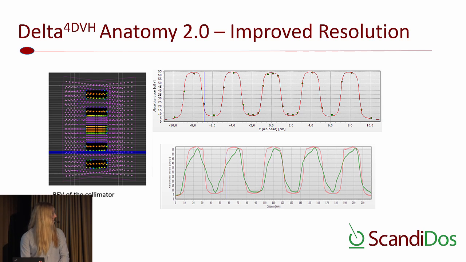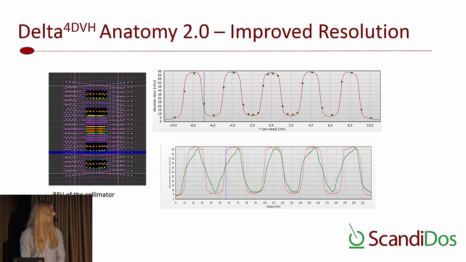Here's an example where we have a field with the MLC open, closed, open, closed. And at the top right, you can see a vertical profile of the field where the red solid line is the measured dose and the green dots represent the measurement in each diode. And as you can see, the agreement is quite good. We have a few deviations, but overall the agreement is good between planned and measured dose.